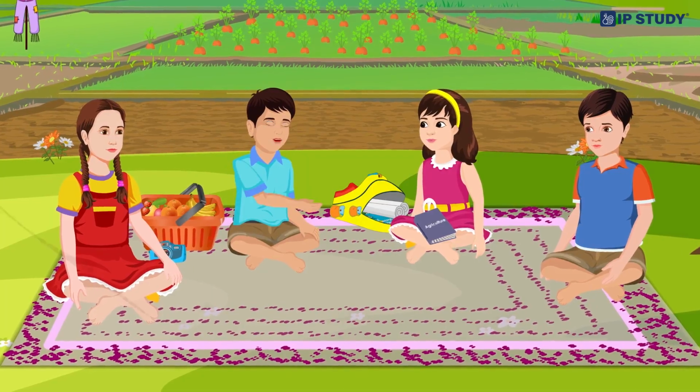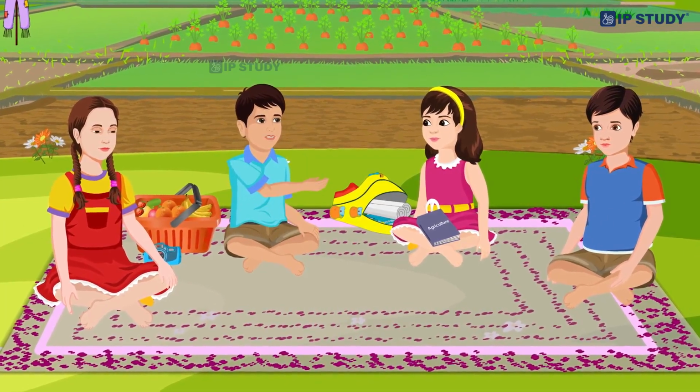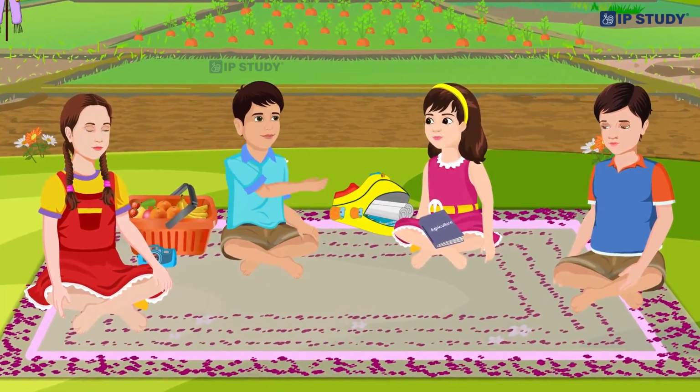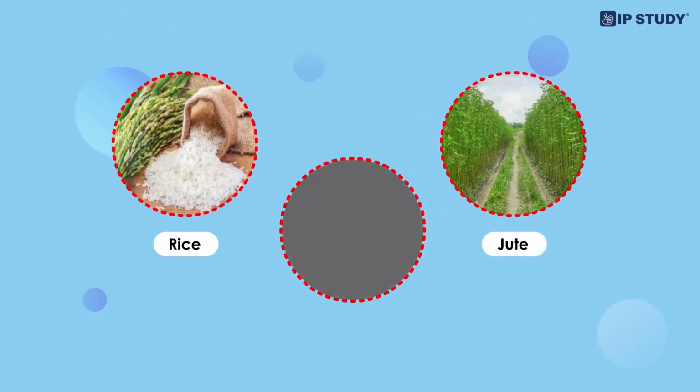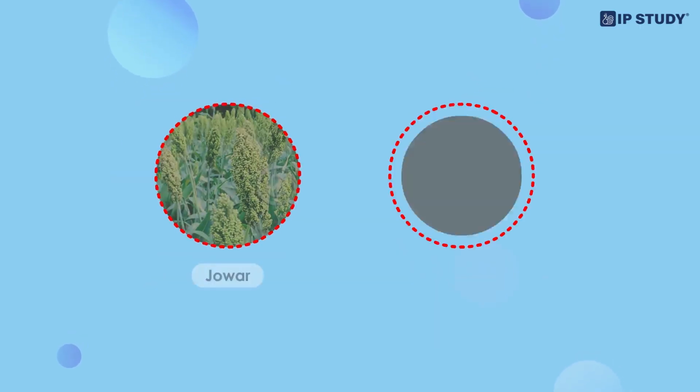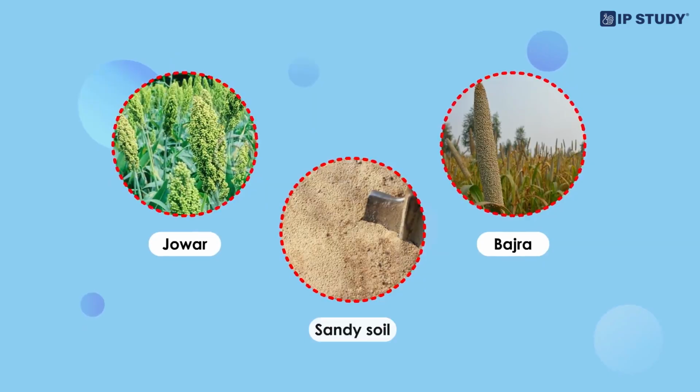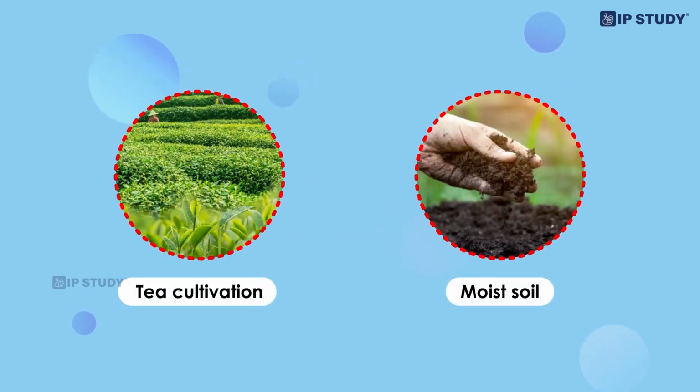You are right, Avnish. Even the soil requirement of each crop is different. For example, rice and jute grow well in clay soil, while cotton grows well in black soil. Jowar and bajra grow well in sandy soil. Tea cultivation requires moist soil.